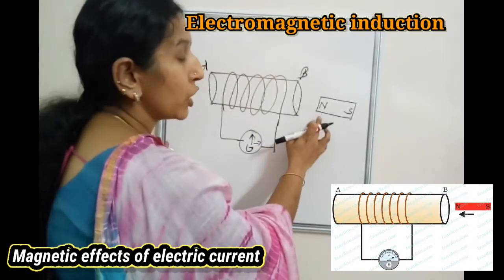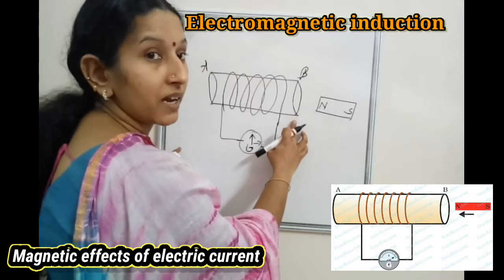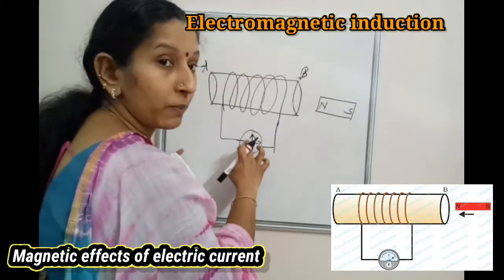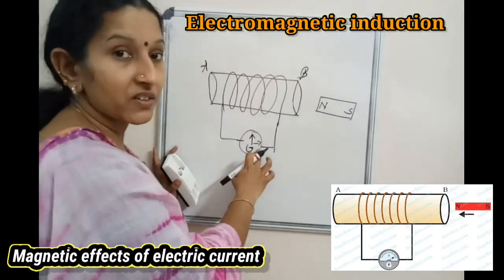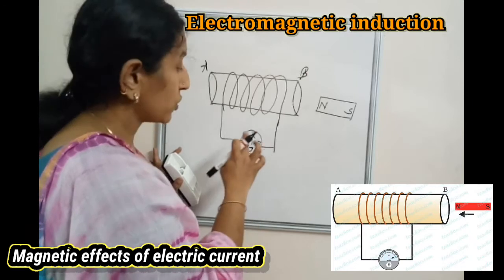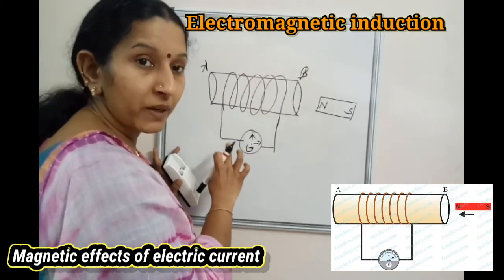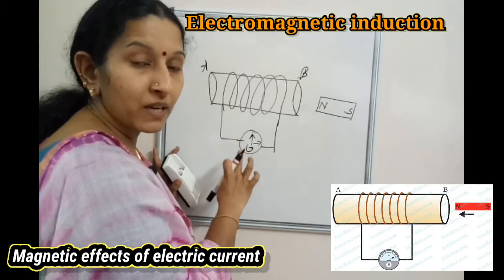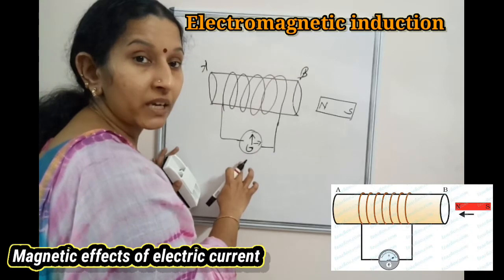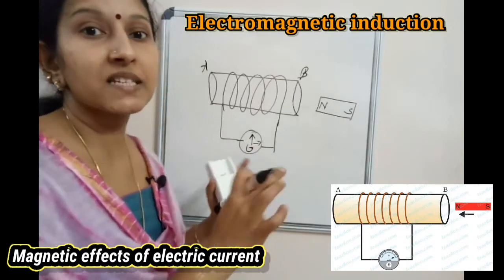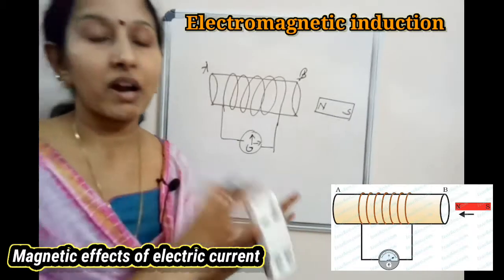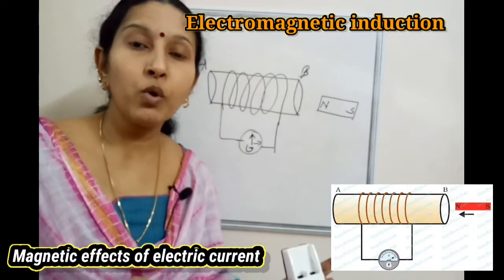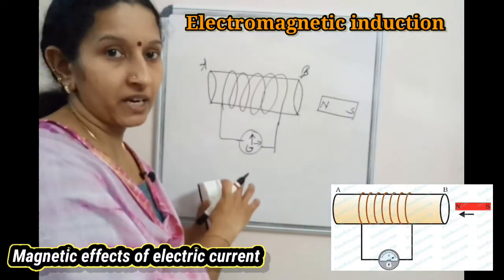So when we show the north pole of the magnet towards the end of the coil B, the galvanometer needle deflected towards right. The deflection of the needle of the galvanometer tells us about the presence of current. If the galvanometer needle shows deflection, whether it is to the right or left, that indicates the presence of current.